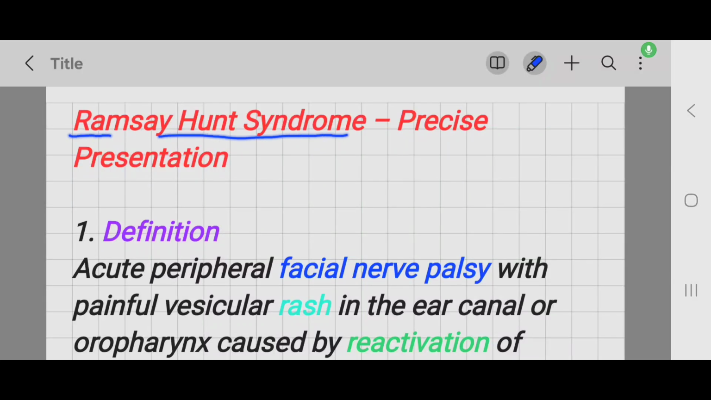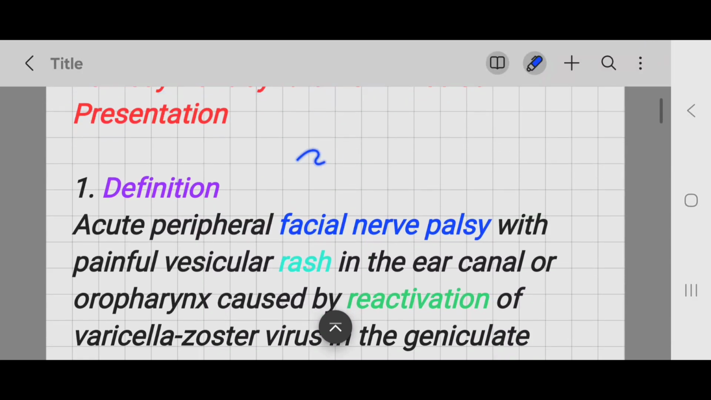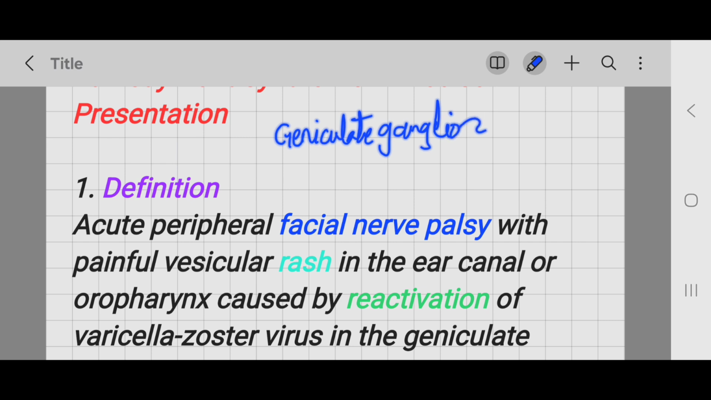I will discuss Ramsay Hunt Syndrome. In case of Ramsay Hunt Syndrome, there is reactivation of Varicella Zoster Virus, leading to inflammation in the geniculate ganglion. Geniculate ganglion inflammation leads to cranial nerve 7 involvement, that is facial nerve palsy, and also sometimes 8th nerve involvement.